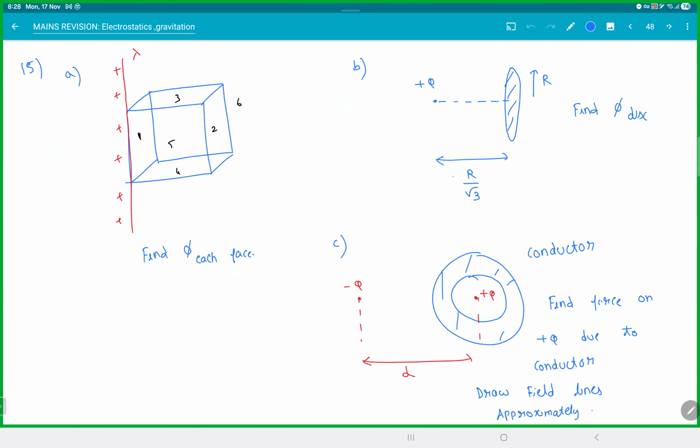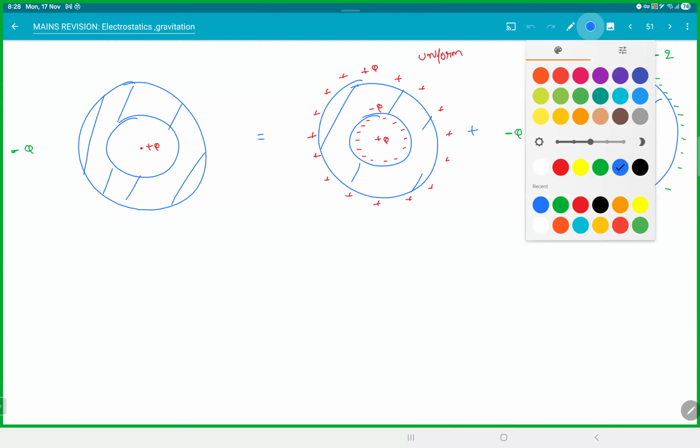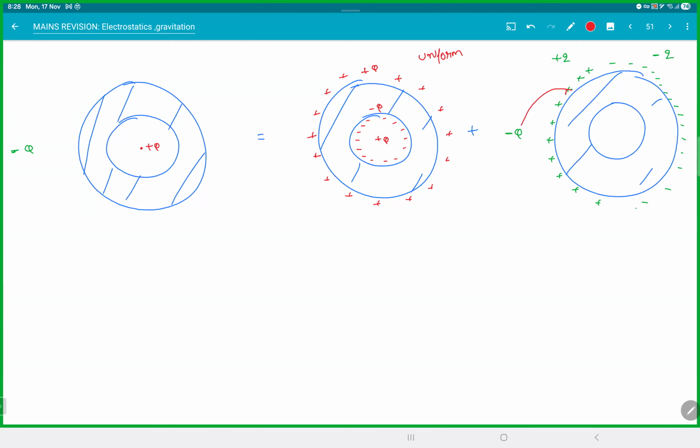Plus q. Great. Now look at this thing here. This is important, shielding effect. That means the field lines from the outside will never enter inside. So if I try to draw the field lines, this is how the field lines will be. The field lines will enter the surface perpendicularly. Why? Equipotential surface. Conductors are all equipotential. Why? Because field inside is 0.